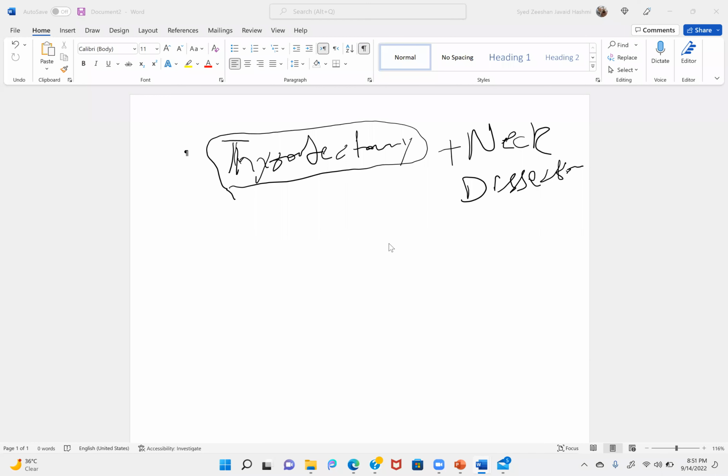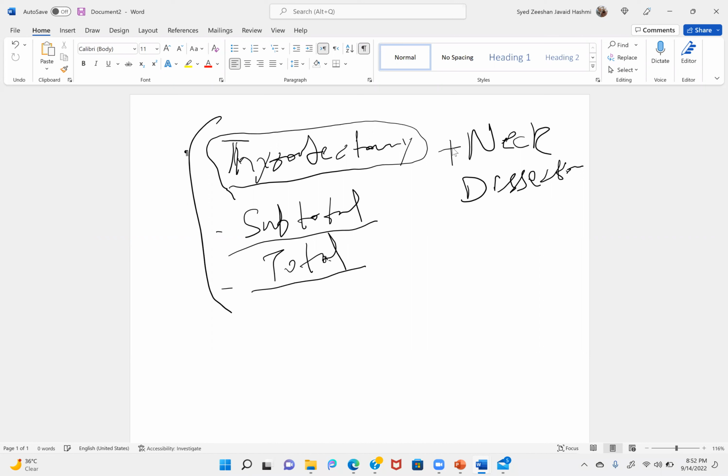Okay, so sometimes thyroidectomy is combined with neck dissection. So that may be part of it. Sometimes they are doing subtotal or total. Okay, so that is not your concern. Majority of times it will be the same. But you should be knowing about it.